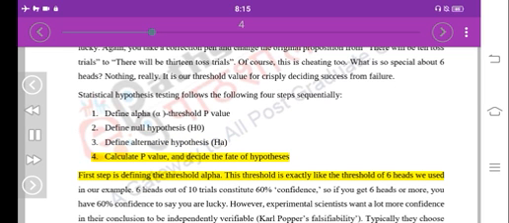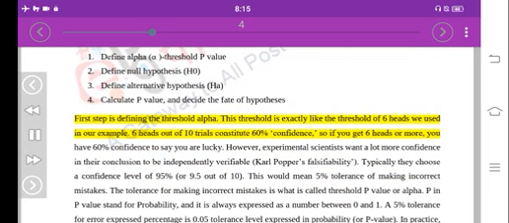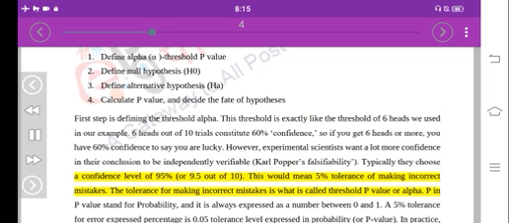First step is defining the threshold alpha. This threshold is exactly like the threshold of 6 heads we used in our example. 6 heads out of 10 trials constitute 60% confidence, so if you get 6 heads or more, you have 60% confidence to say you are lucky. However, experimental scientists want a lot more confidence in their conclusion to be independently verifiable, Karl Popper's falsifiability. Typically, they choose a confidence level of 95%, or 9.5 out of 10. This would mean 5% tolerance of making incorrect mistakes.